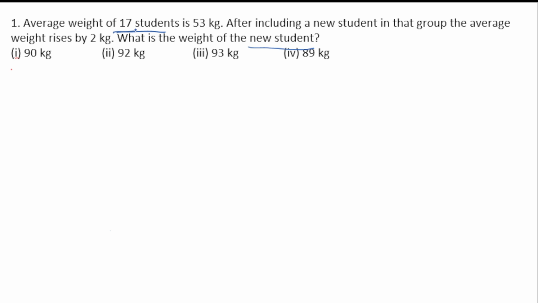Here, initially there were 17 students and the average weight is 53 kgs. So what is the total weight of 17 students? It is number of students 17 into average. Okay, this is the total weight of 17 students. And after including a new student, we will assume the weight of the new student is equal to x kgs. And after including, the average rises by 2 kgs.